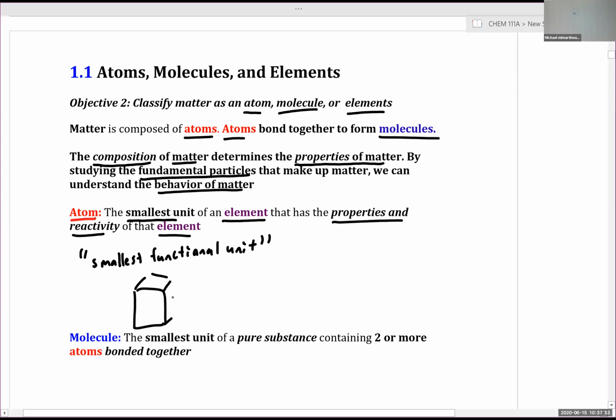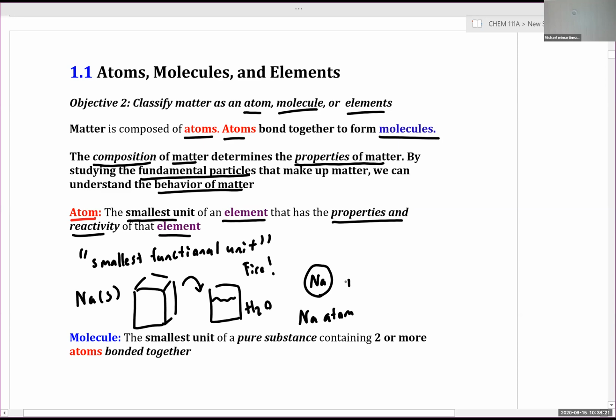If we think about a block of sodium solid, for example, if we take this block of sodium and put it in water, we would quickly see a fire. Sodium reacts with water on a bulk scale. If we look at our sodium atom, and we decide to react it with a water molecule, so let's draw that out, we would expect to see a reaction. The atom is the smallest unit of an element that has the properties and reactivity. Bulk sodium reacts with water. Sodium atoms react with water.